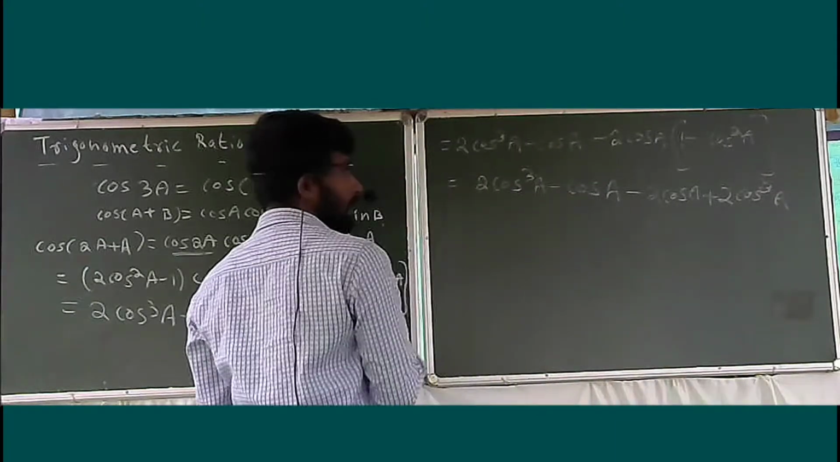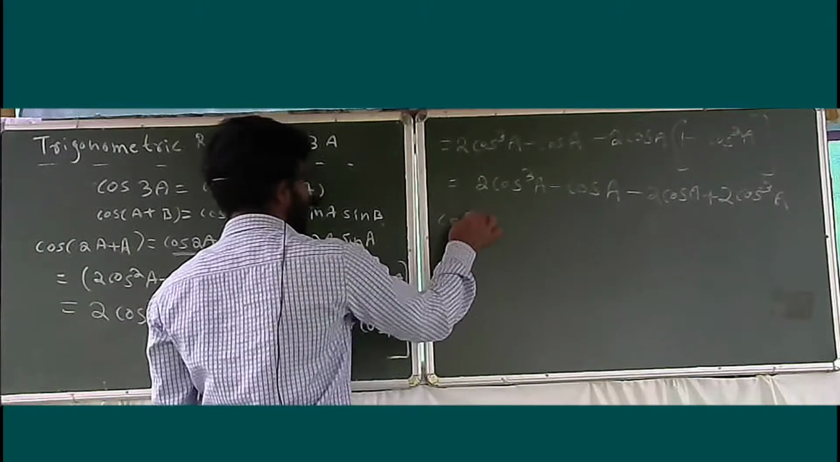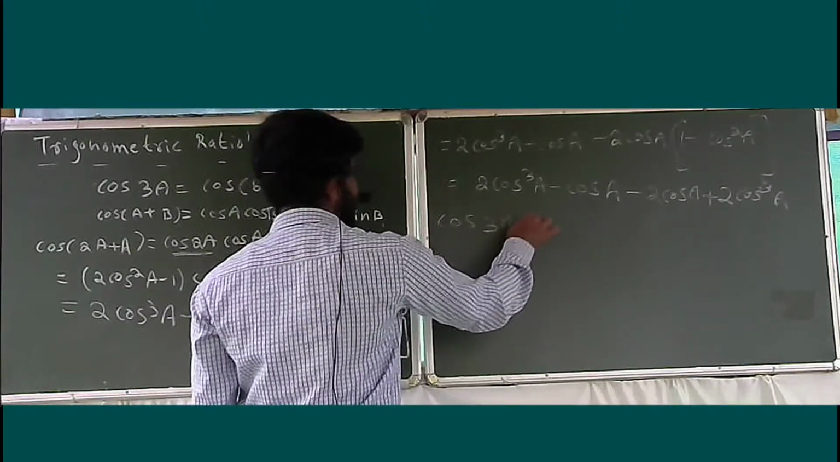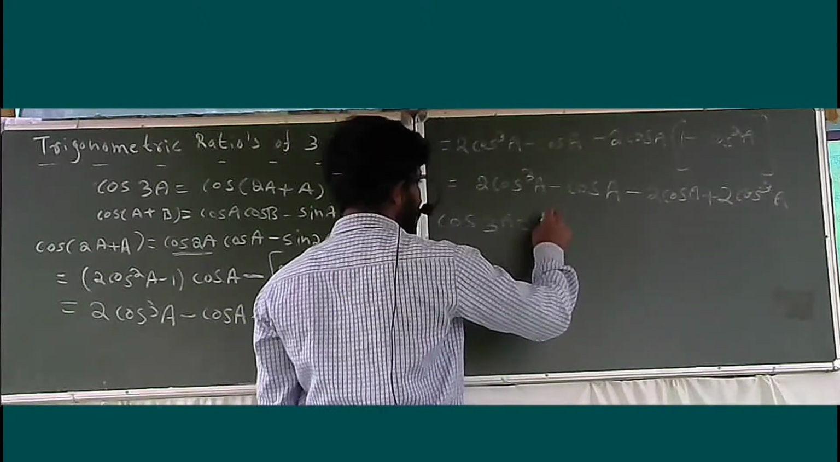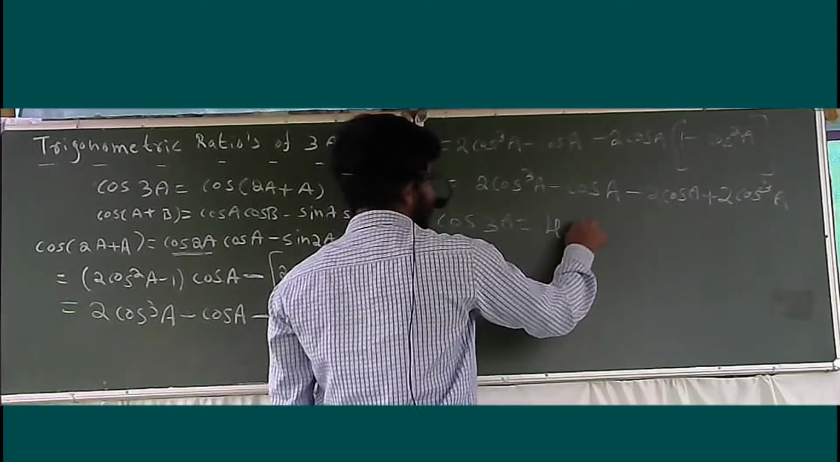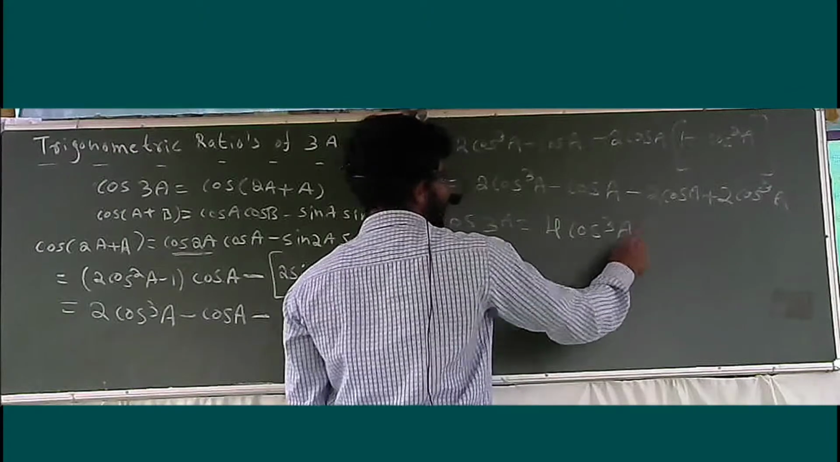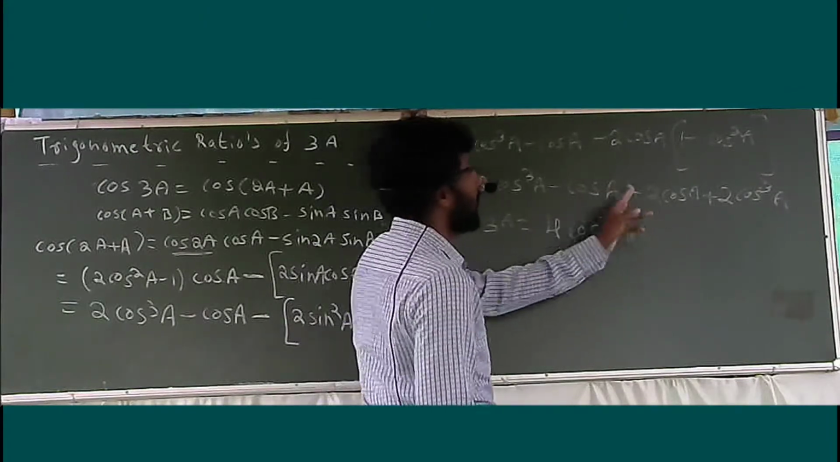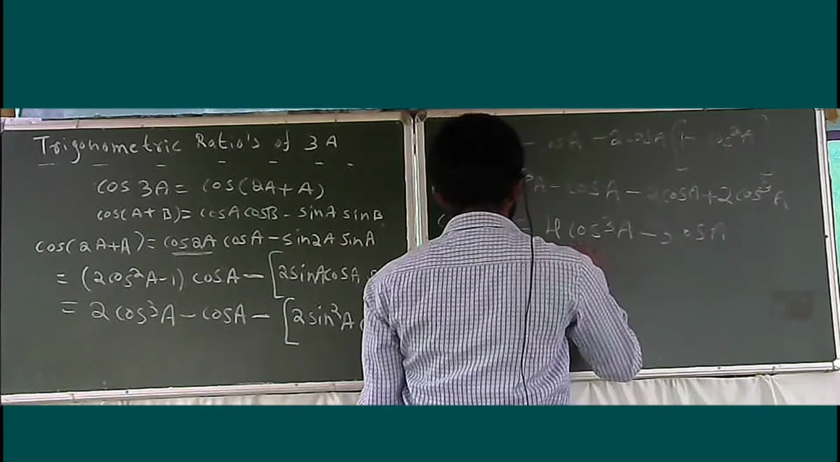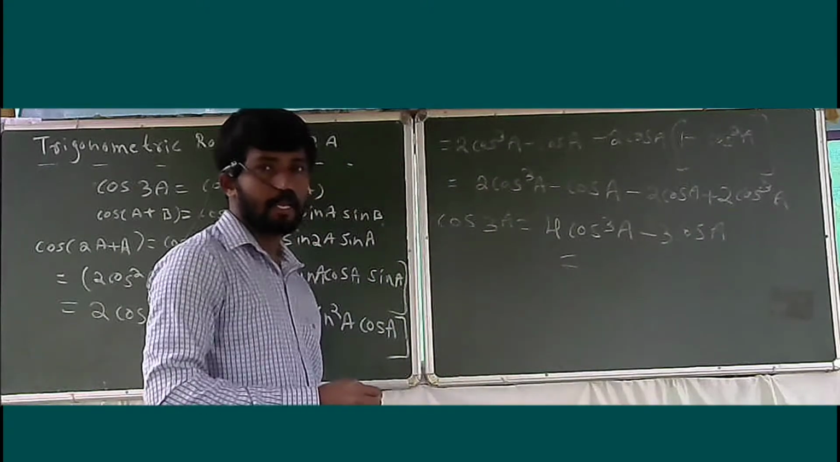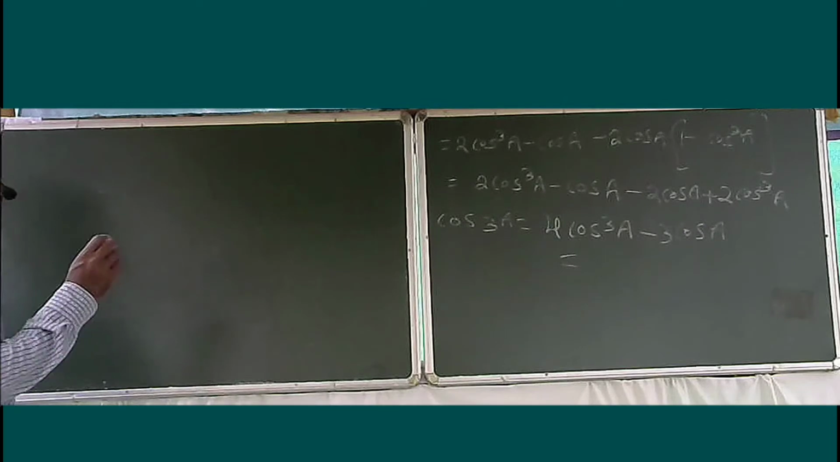Now see, LHS is cos 3a, which is equal to 2 cos cube a plus 2 cos cube a, which is equal to 4 cos cube a minus 3 cos a. It's the formula for cos 3a. Clear? Next formula is tan 3a.